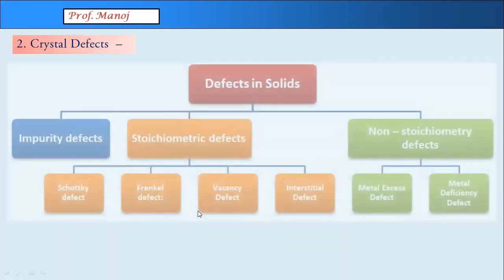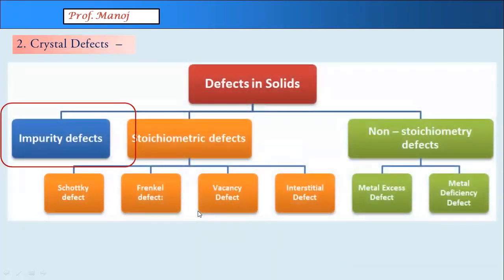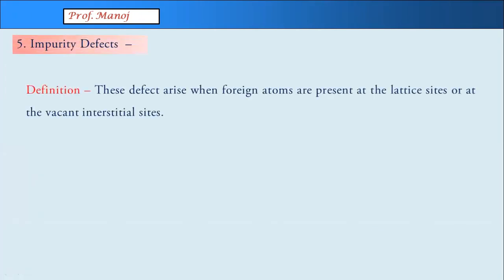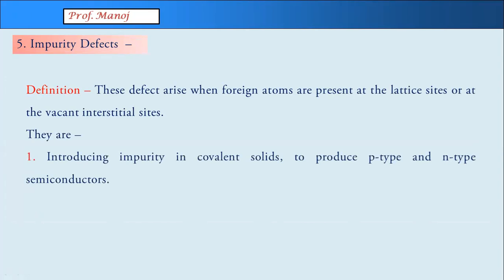We now come to the last part after this, that is impurity defects. So under impurity defects, you can have two categories. You can introduce an impurity, that is foreign atoms, at the lattice point or at the vacancies. So accordingly, two types are possible. Introducing impurity in covalent solid will produce p-type and n-type semiconductors. Have you done in physics this part, p-type, n-type semiconductors? Yes, sir. Have you heard of this? Yes, electronics, we use this very commonly.